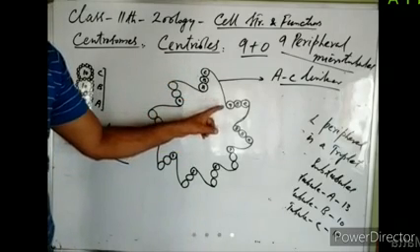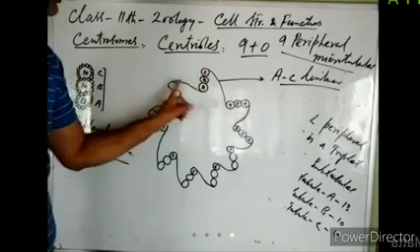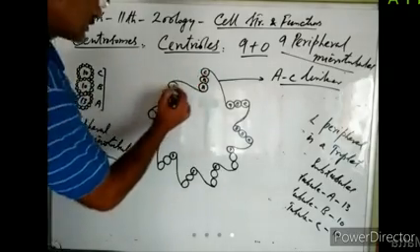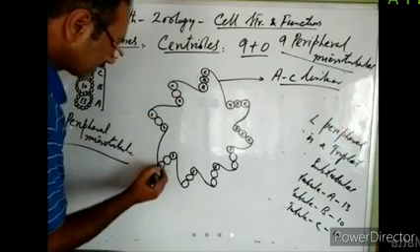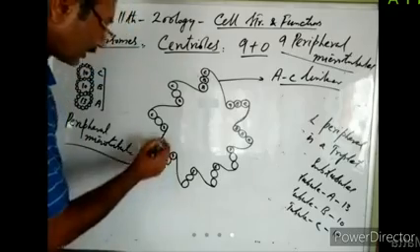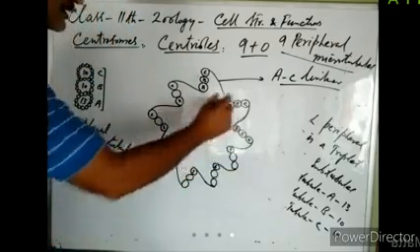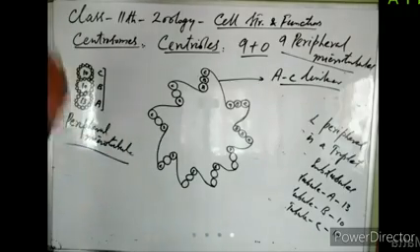The link is between subtubule A and subtubule C. A and C. This is C, this is A, C, right? So AC, AC, AC, AC, AC. That is why we call it AC linker.